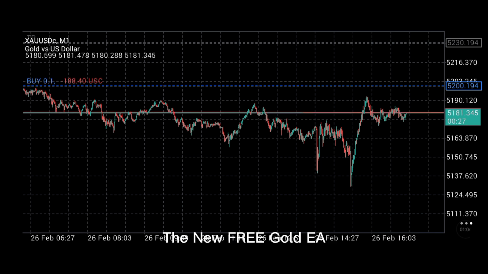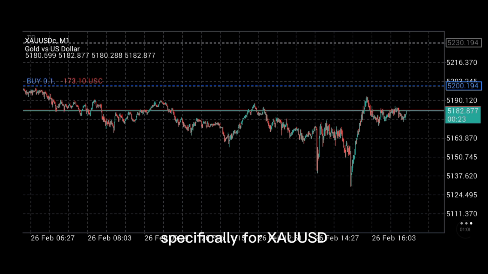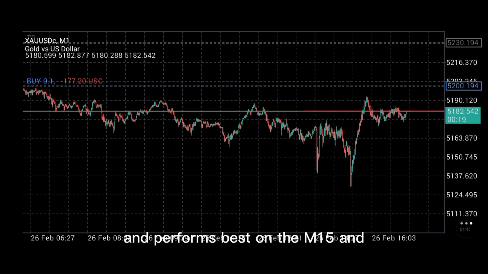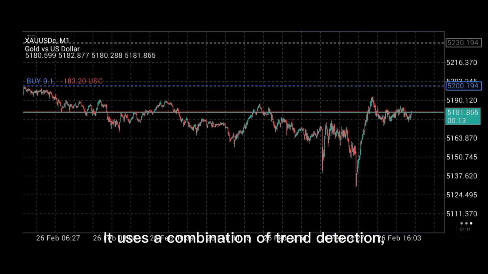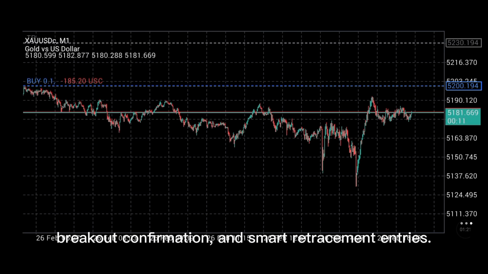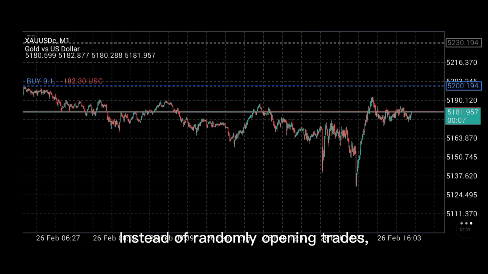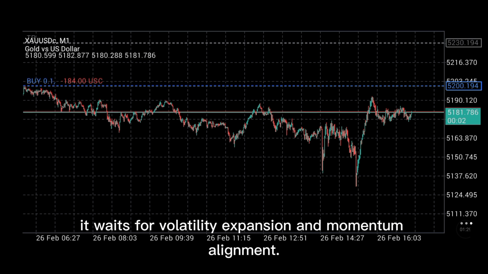The new free gold EA 2026 is optimized specifically for XAUUSD and performs best on the M15 and M30 timeframes. It uses a combination of trend detection, breakout confirmation, and smart retracement entries. Instead of randomly opening trades, it waits for volatility expansion and momentum alignment.